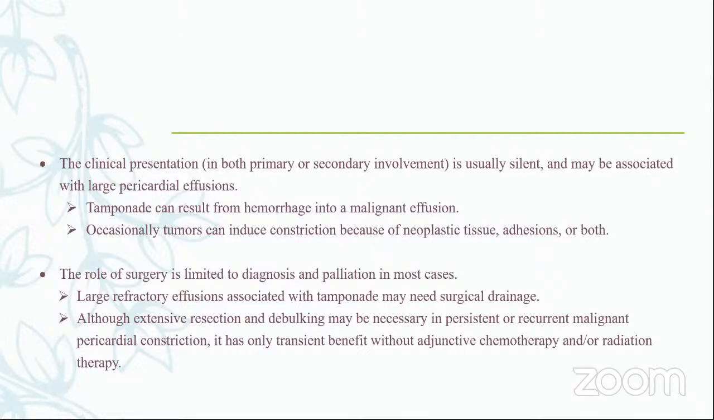The clinical presentation is usually silent and may be associated with a large pericardial effusion. Tamponade can result from hemorrhage into a malignant effusion, and occasionally tumor can also produce constriction because of adhesions and neoplastic tissue. The role of surgery here is limited to diagnosis and palliation in most cases. However, a large refractory effusion associated with tamponade may need surgical drainage. In cases of pericardial constriction, there will be an extensive resection and debulking in cases of persistent or recurrent malignant pericardial constriction. However, there is only transient benefit without adjunctive chemotherapy and/or radiation therapy.